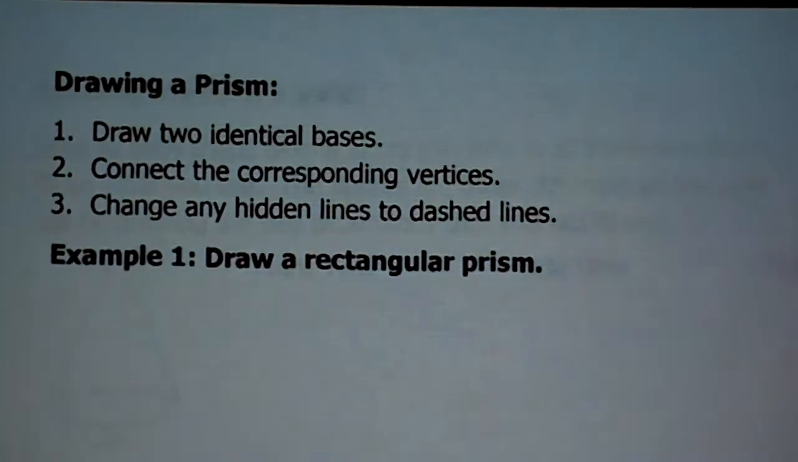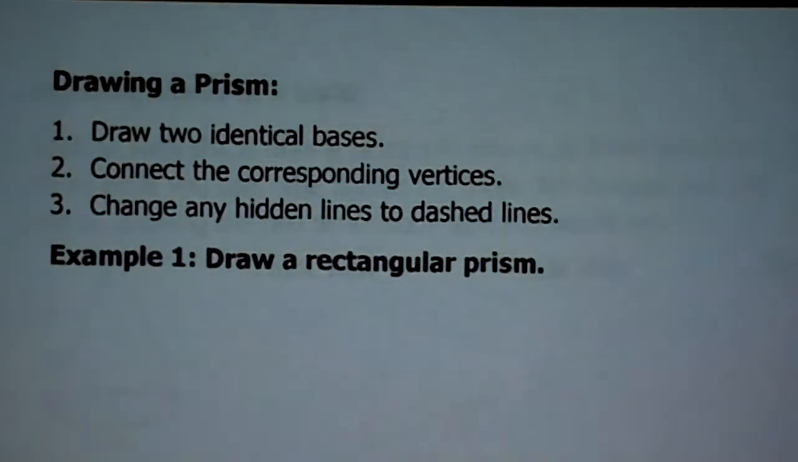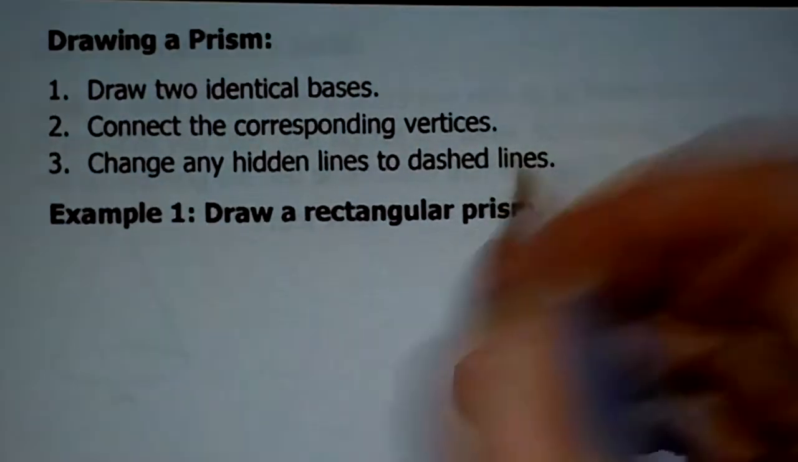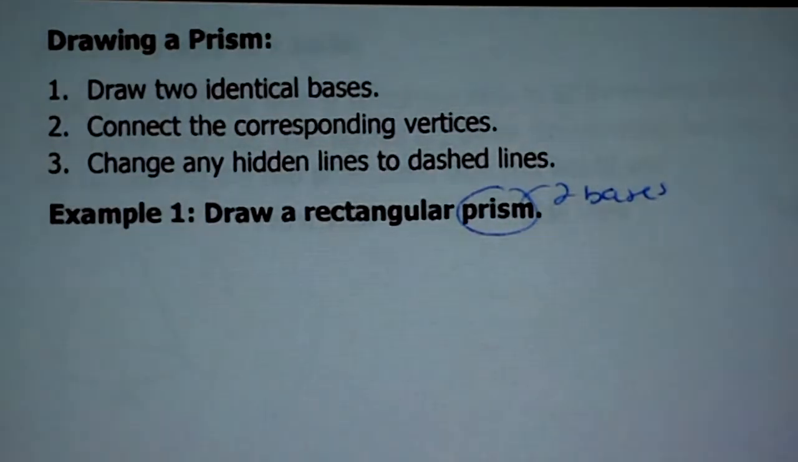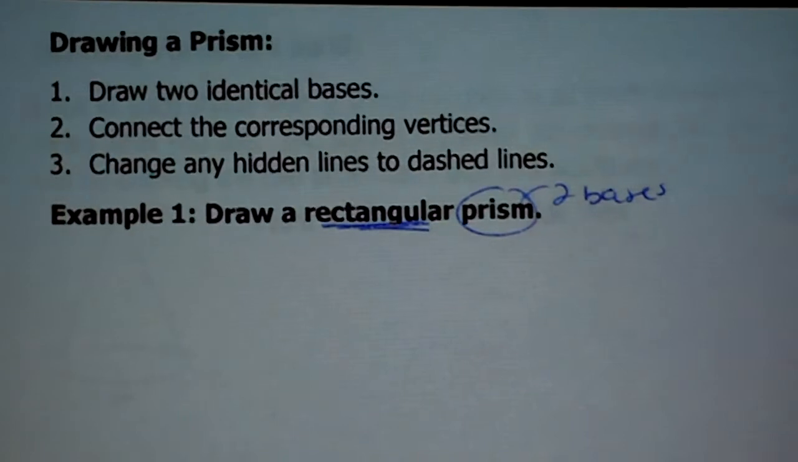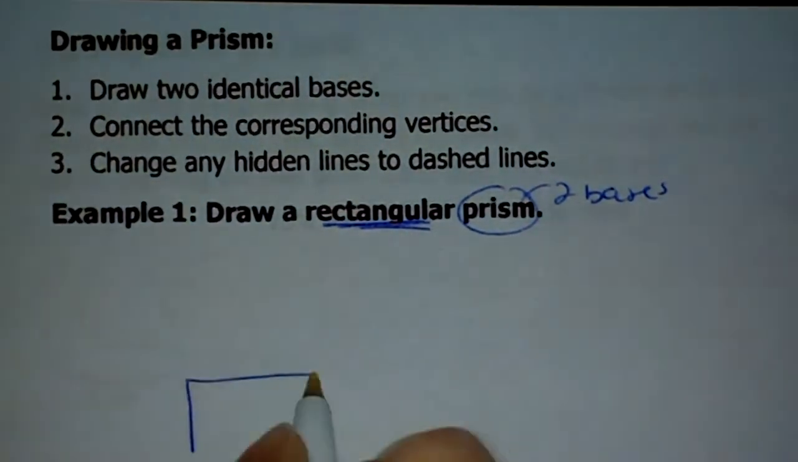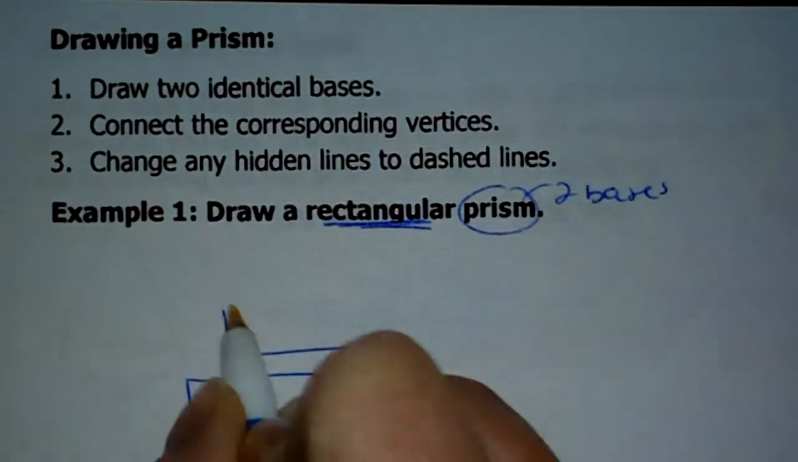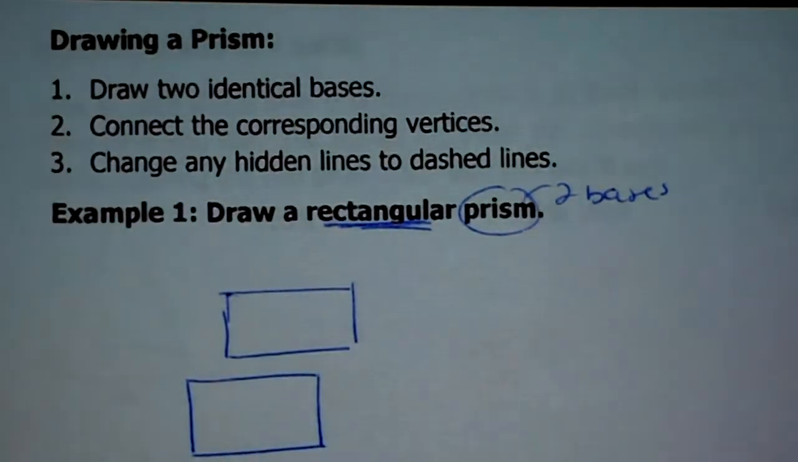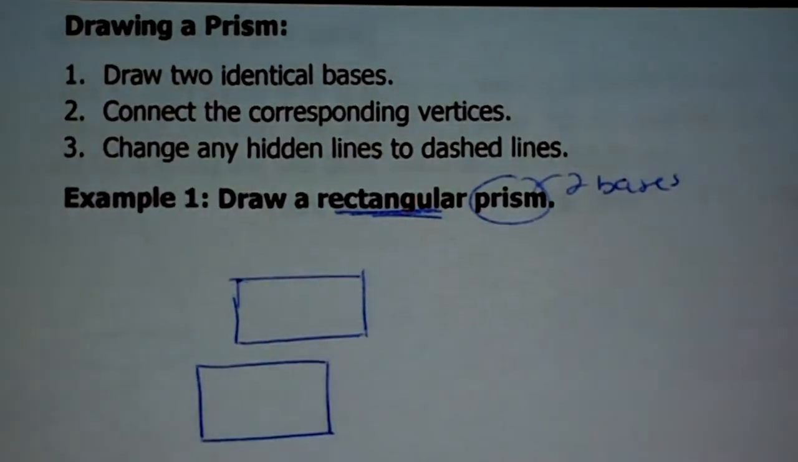So example 1, I ask you to draw a rectangular prism. Okay, so we see the word prism. We know that means we have 2 bases that are identical, and it's a rectangular prism. That means the bases are rectangles. So when I say draw 2 identical bases, I mean draw me a rectangle. And now kind of up and over a little bit, draw another rectangle that's identical to that one, as close as you can get. Just do your best. Okay, so that's step 1.